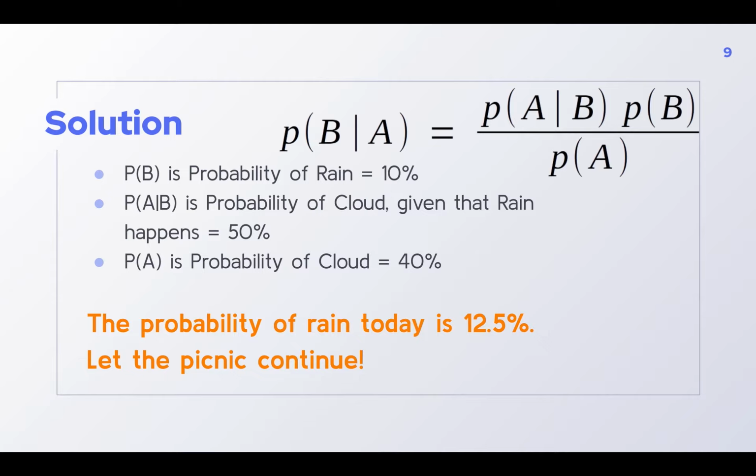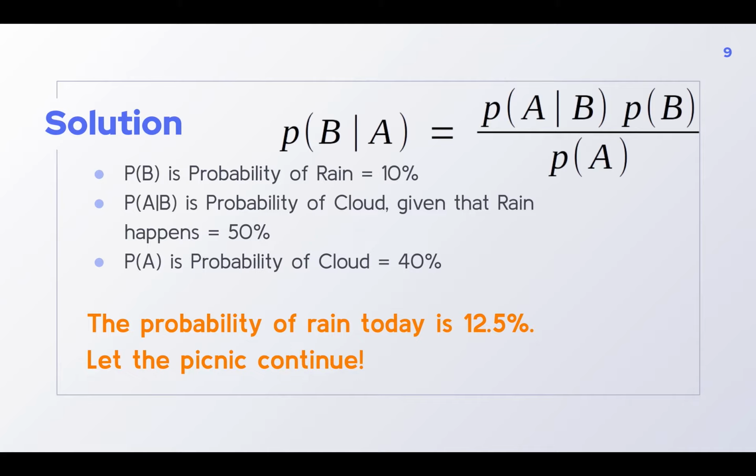Well, we would want to use a little formula. The probability of rain given that there is a cloud, that's what we're trying to figure out, and we can use this formula here. So the probability of it raining on any given day is 10%. So replace that P(B) with 10%.